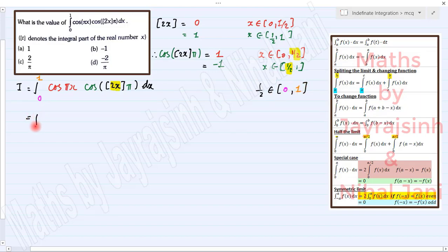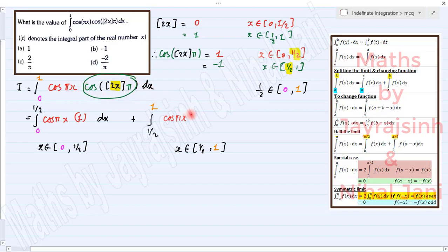So we have to split our limit as 0 to 1 by 2 and 1 by 2 to 1. Now, for x belongs to 0 to 1 by 2, your cos pi x will be as it is, and cos box 2x pi will be 1. Similarly, for x belongs to 1 by 2 to 1, cos pi x will be as it is, and this cos box 2x pi will be minus 1. So we are ready for integration.